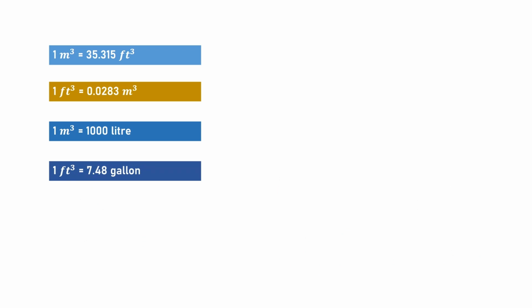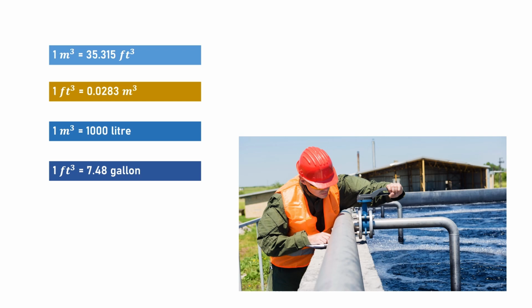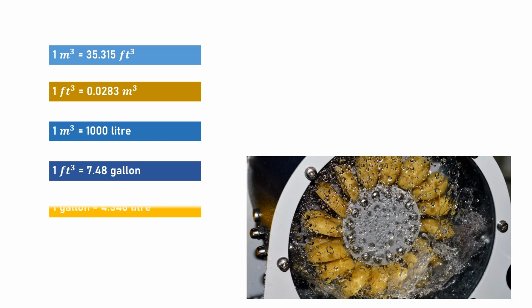1 cubic foot is equal to 7.48 gallons. This conversion is particularly relevant in projects involving water supply or storage, where volumes might be measured in cubic feet but reported or required in gallons.